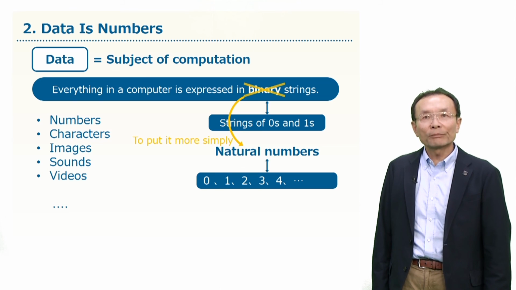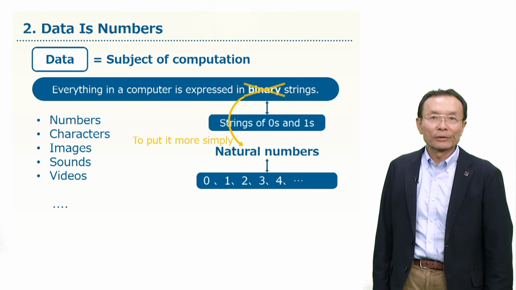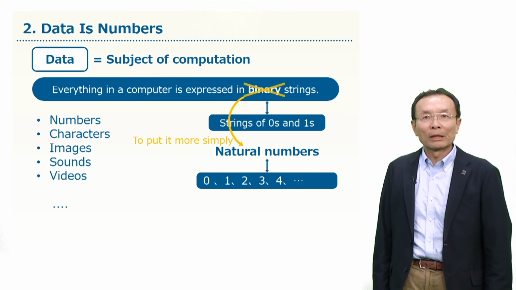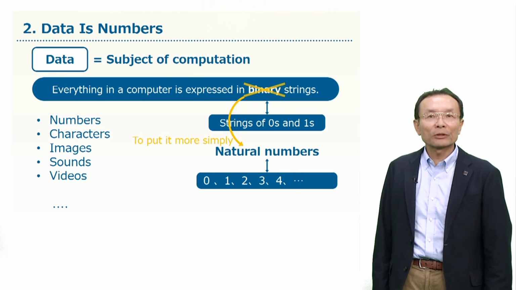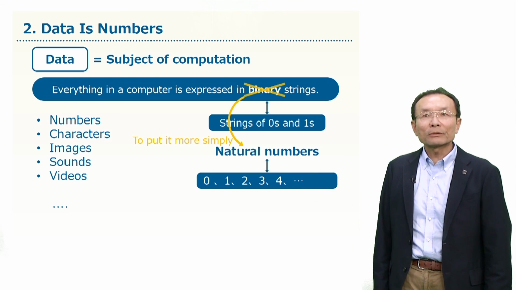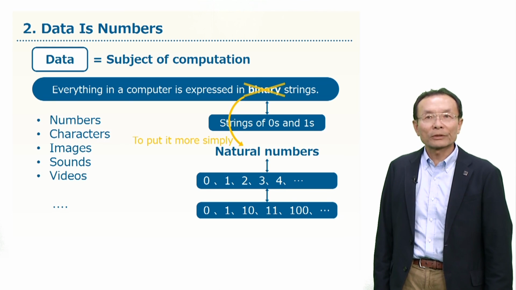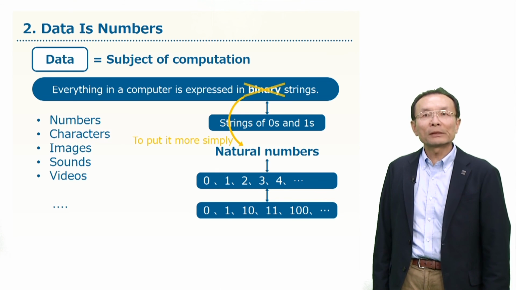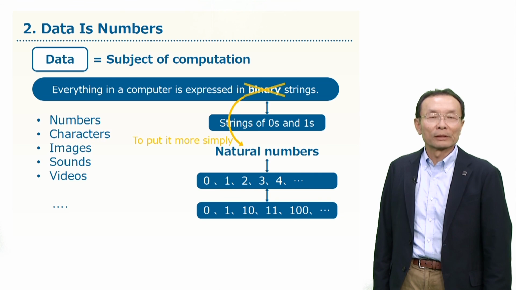To put it more simply, data is numbers, not strings of zeros and ones. To put it more precisely, consider them as natural numbers starting from 0. We just mentioned natural numbers can be represented in binary, so they correspond exactly to the strings of zeros and ones. Therefore, in the future in this course, in order to simplify things, please think of data as numbers in here.